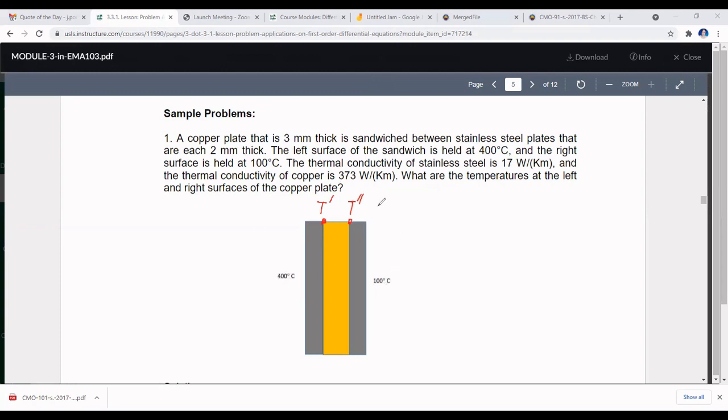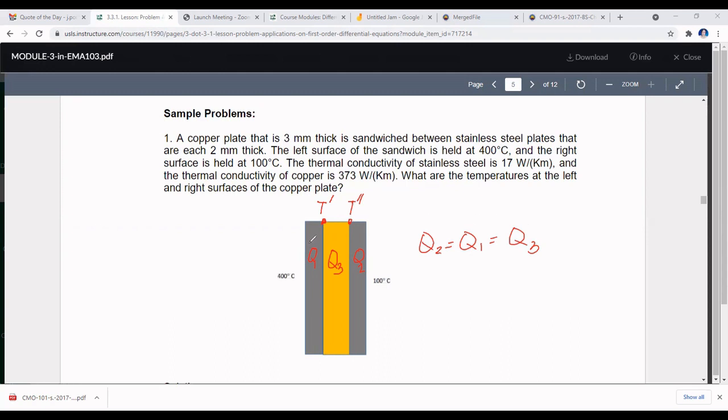One principle that we can use with heat transfer, and I'm sure this was discussed in your physics, is that if you have a composite material, and this one is a composite because you have copper in between two stainless steel plates, the amount of heat that is being transferred from one material to the next would be equal. So if I place this one as Q sub 1, this one as Q sub 2, and this one as Q sub 3, these three should be equal.